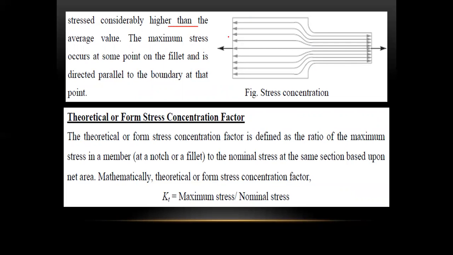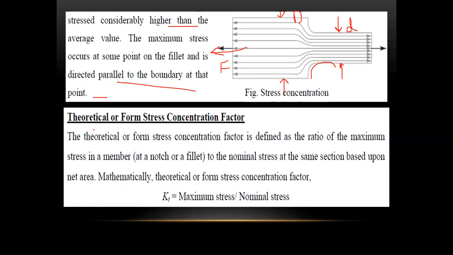Right? So if you take the cross section of any rod, this is one diameter rod. Whenever the cross section is reduced to some thickness, the diameter is reduced from D to small d. Let us think of taking tensile forces on both sides. The maximum stress occurs at some point on the fillet and is directed parallel to the boundary at that point.